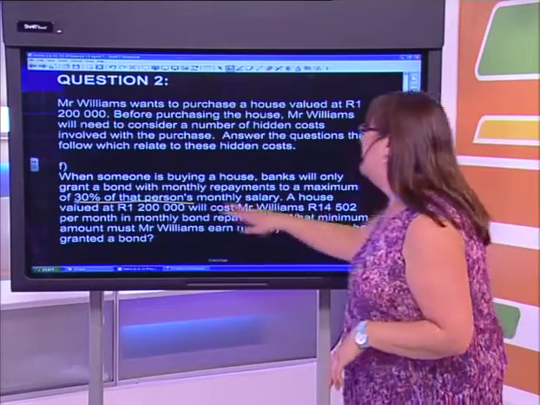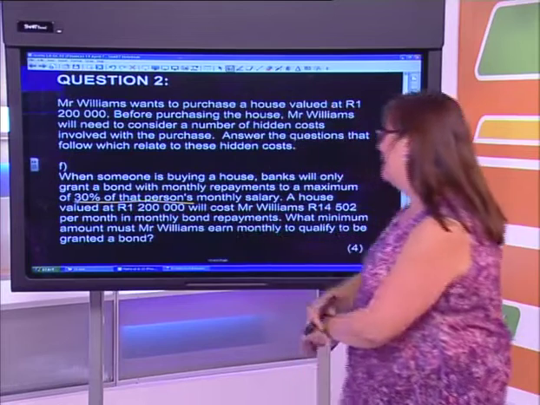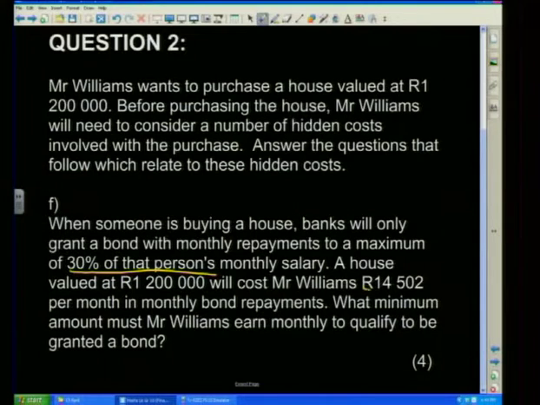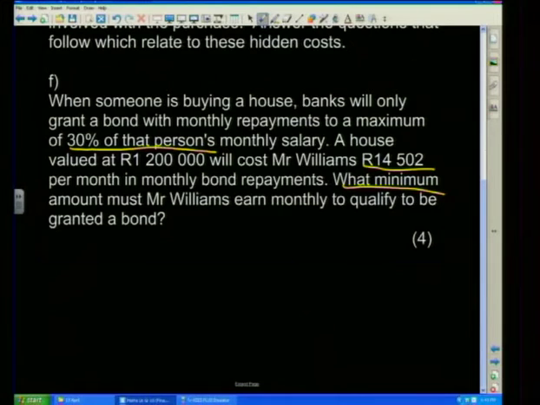30%, that's it. So a house valued at 1.2 million will cost Mr. Williams, now we've done this calculation, 14,502 Rand per month in monthly bond repayments. So we want to know, what is the minimum amount that Mr. Williams must earn monthly to qualify to be granted this bond? So we've got his calculation of how much that 30% must be, but we need to work out what his salary needs to be.